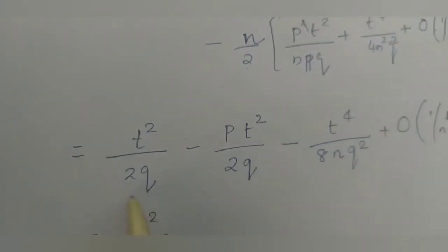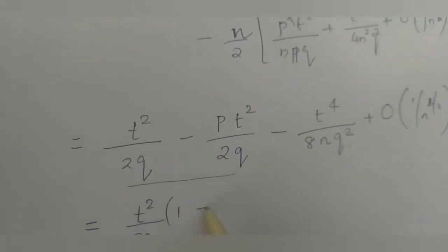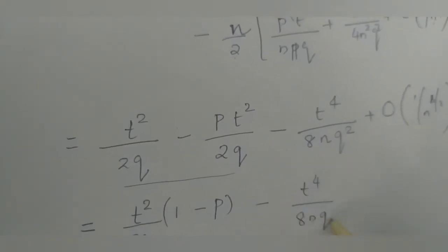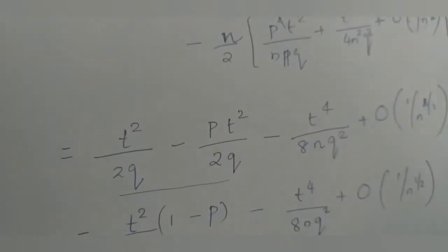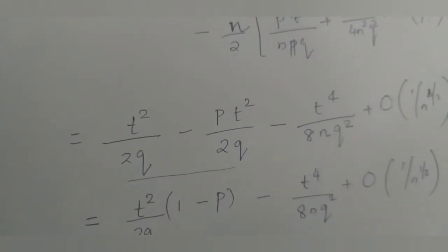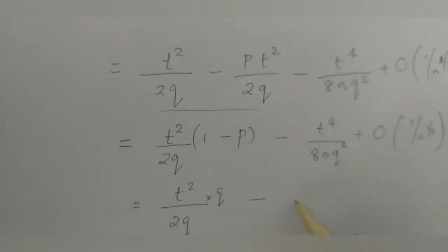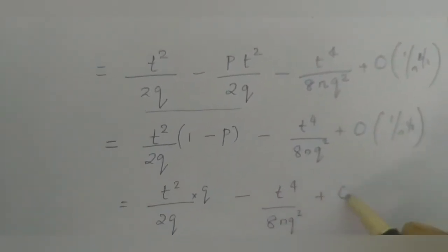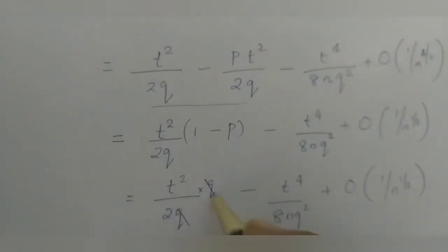We can take t square by 2q common from this. Then here 1 minus p minus t raised to 4 by 8nq square plus order of 1 by n raised to 1 by 2. Then t square, 1 minus p is q. Then we can write t square by 2q into q minus t raised to 4 by 8nq square plus order of 1 by n raised to 1 by 2. You can cancel this q.